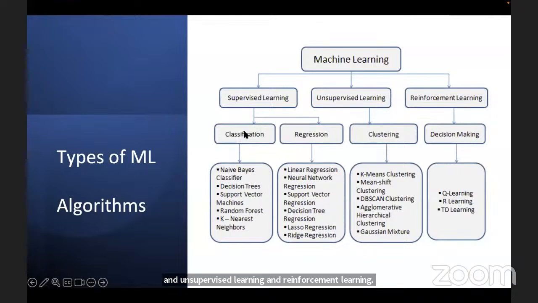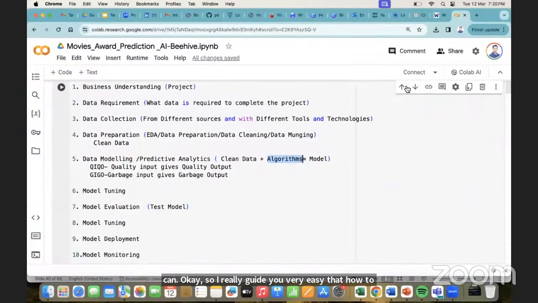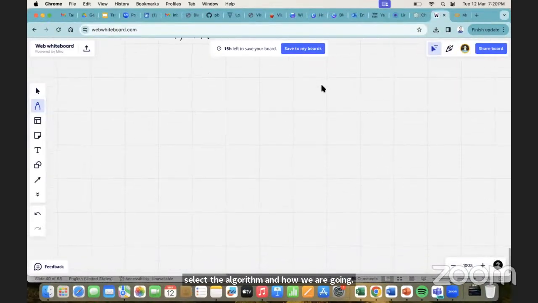Supervised learning is also divided into two types: classification and regression. Unsupervised learning is divided into clustering. Reinforcement learning is divided into decision making. So I will guide you very easily on how to select the algorithm and how we go ahead. Let me come to the whiteboard now. In the whiteboard, you will understand easily.